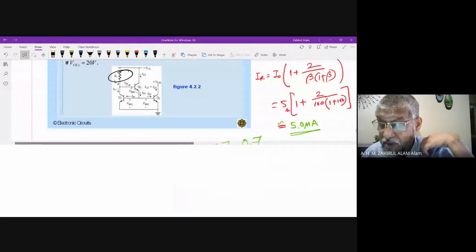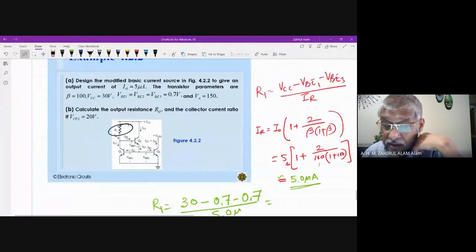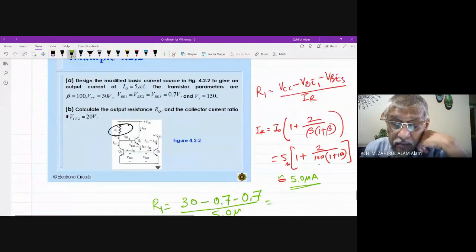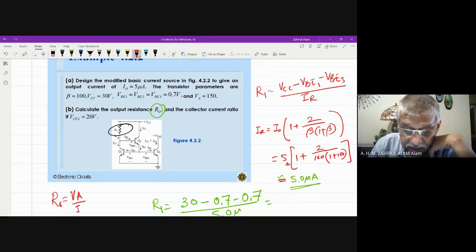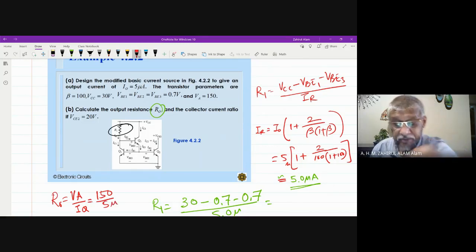Now this is the first part of this problem. What is the second part? Calculate the output resistance. As I mentioned, output resistance is equal to VA over IQ. VA is equal to 150 divided by IQ is equal to 5 micro. So this is the output resistance.